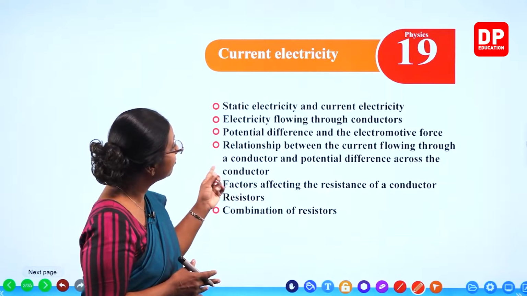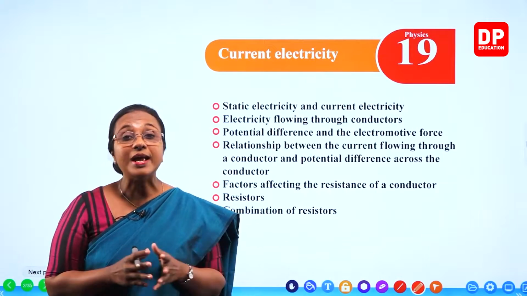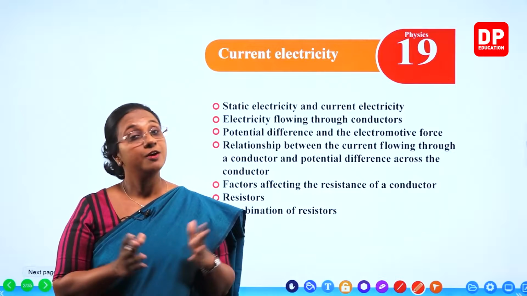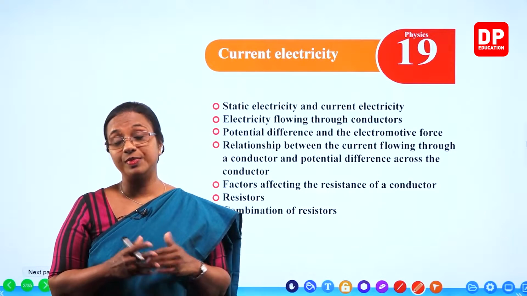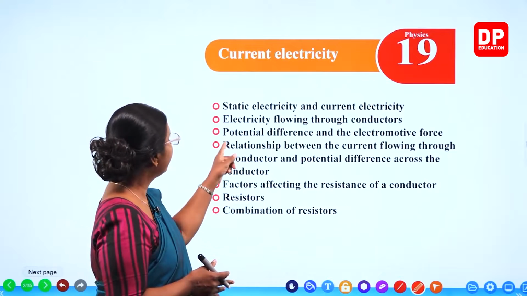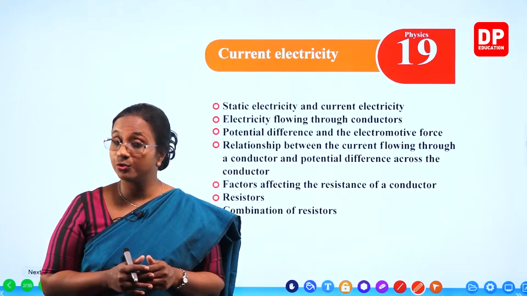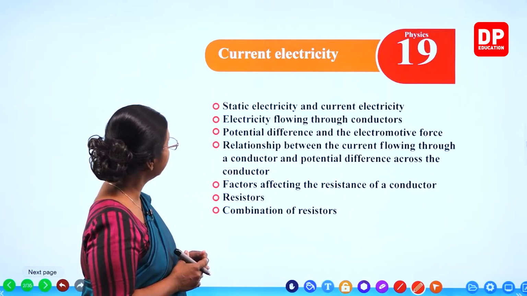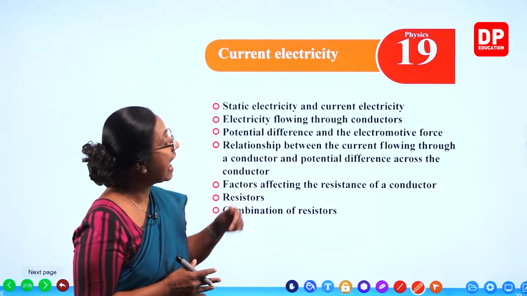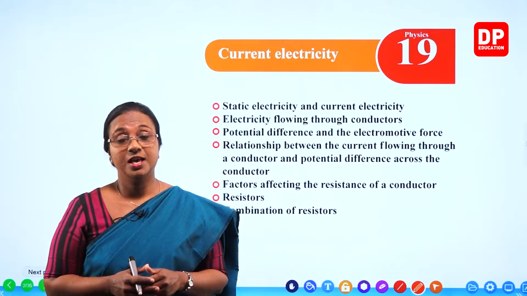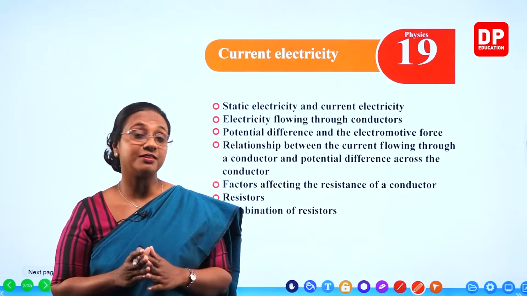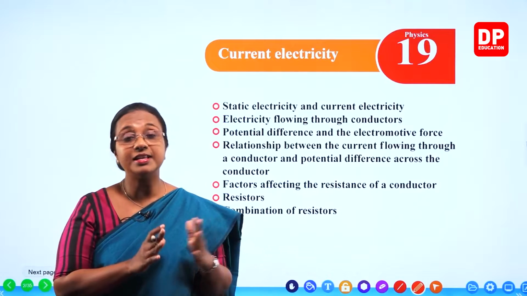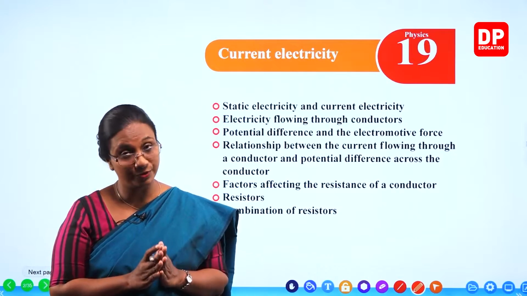Then we have electricity flowing through conductors. You all know materials that conduct electricity or through which electricity can pass. For example, the copper wires that you use at home, the conducting wires, current wires. So we will be discussing how electricity flows through conductors and the properties of conductors. And also then we will be discussing potential difference and the electromotive force. The force that drives the current electricity to flow. And the potential difference that causes current electricity to flow. That is the charges to flow.